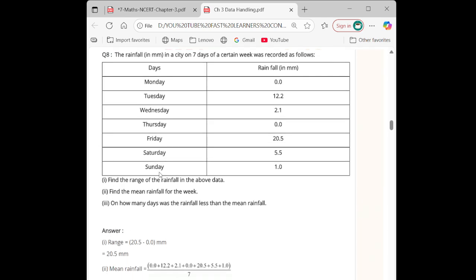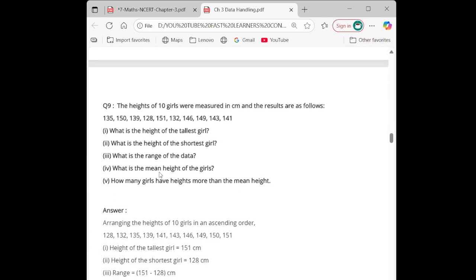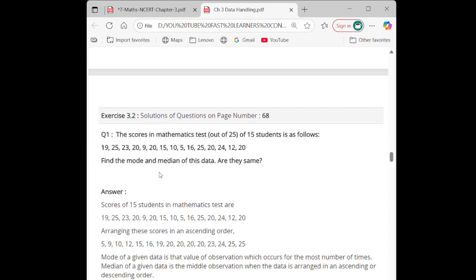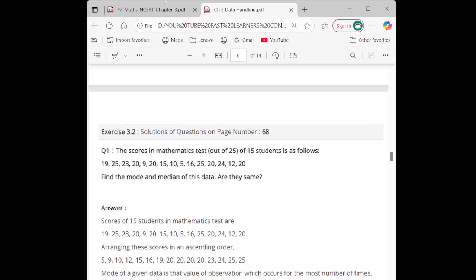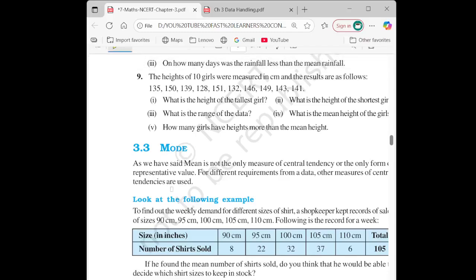The next questions are the same way, based on the same formula you have to complete. So I'm not explaining it. Let's move on to the next exercise after this.